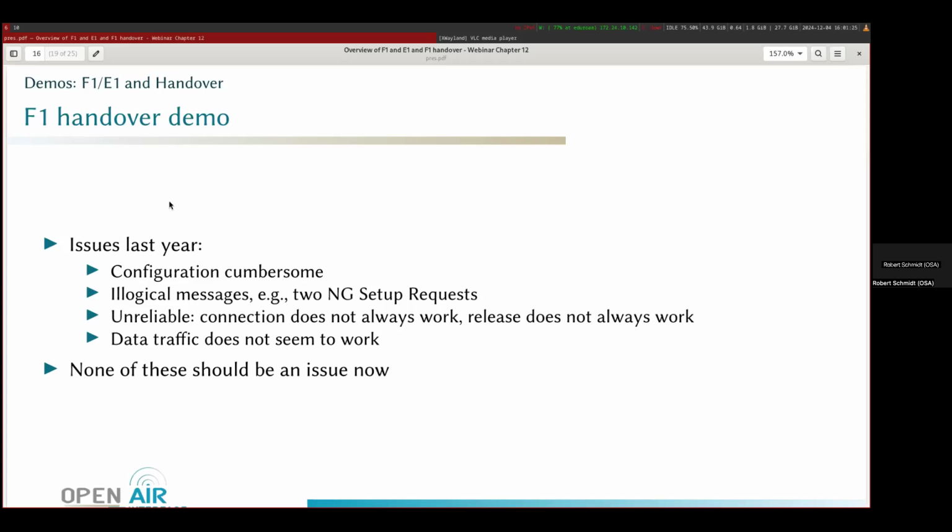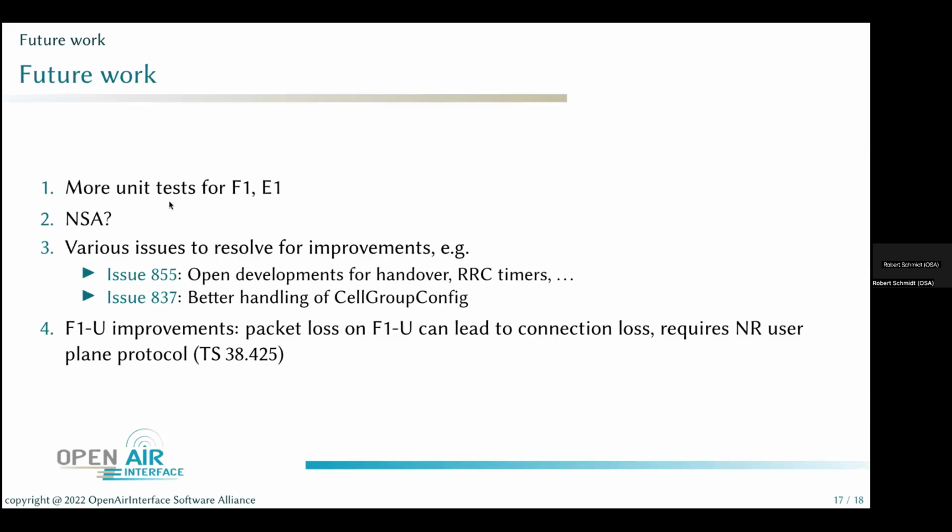Okay, so there is no other question. Do you have a last word to say? I have actually, yes. We saw now what has been done, and for future work, there are more unit tests that will come both on F1 and E1 to make this a bit more robust and to make this work reliably. I also just mentioned NSA. In NSA, we actually do not use the F1 handover, and that's why it works also. So there's more work that can be done.